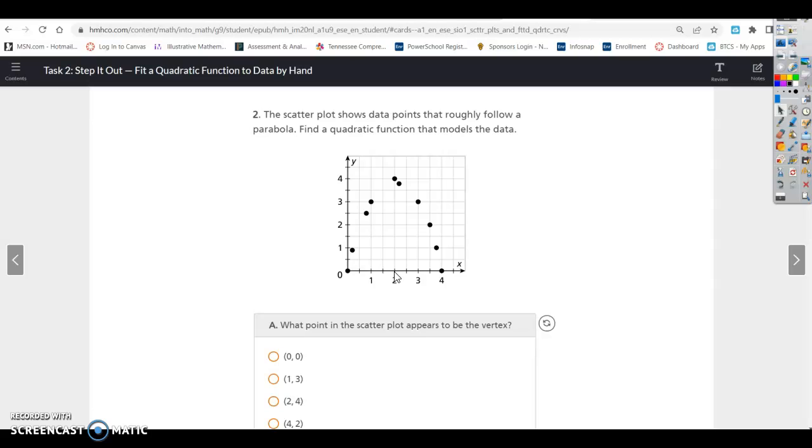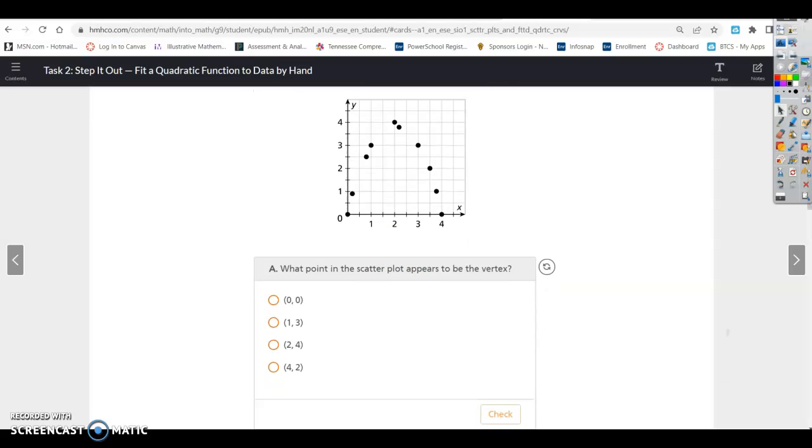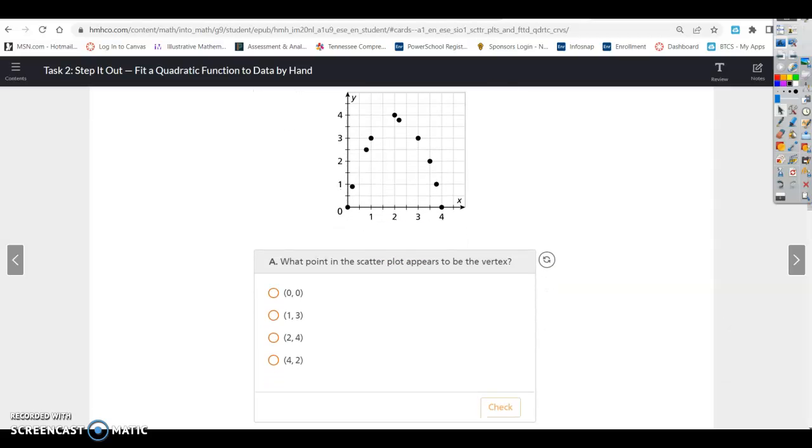model here. So we can look and see that (2, 4) appears to be the vertex. It also has points (0, 0), (1, 3), (3, 3), and (4, 0) that are easy to determine. So let's think about that as we try to write an equation for this quadratic function.